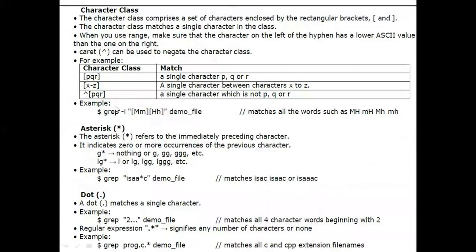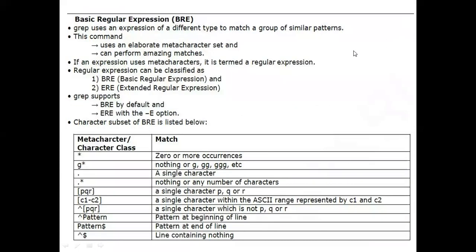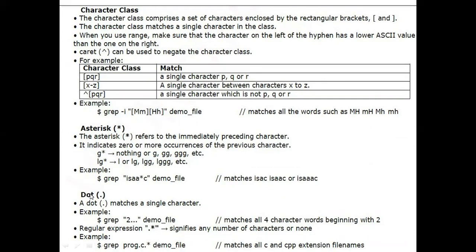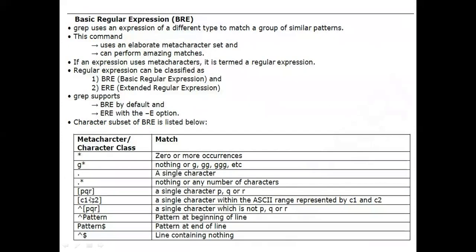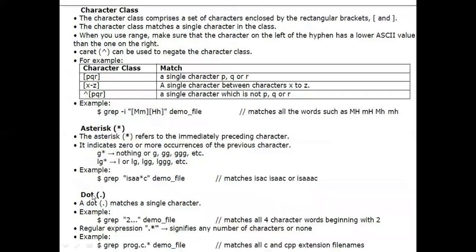Let us see some examples. First let's try to understand character class, then later we shall see some examples. What is a character class? We had already discussed character class. The character class comprises a set of characters enclosed by square brackets. As we saw here, it contains a set of characters enclosed within square brackets. That shows a single character, either P, Q or R. The character class matches a single character in the given class. It will match either P or Q or R.